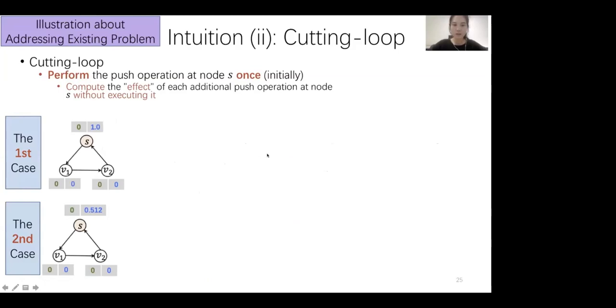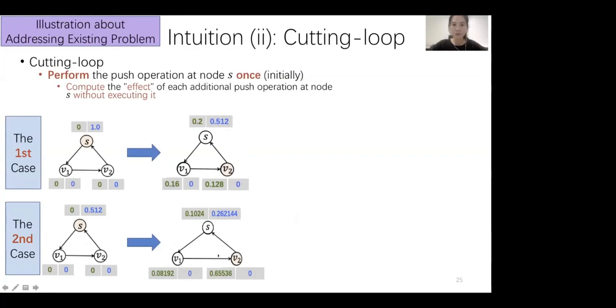However, we think that this loop at the source node can be cut down. We only need to perform the push operation at the source node once. To explain this, we show two cases here. In the first case, the initial residue of the source node is 1, and here is the result after pushing the information from the source node for the first time. In the second case, the initial residue of node S is 0.512, and here is the result of doing the push operation from the source node one time. We can see that the results of the first case and the second case are proportional. For example, the residue of the source node in the first case over that in the second case is equal to the ratio of the two initial residues, 1 over 0.512.